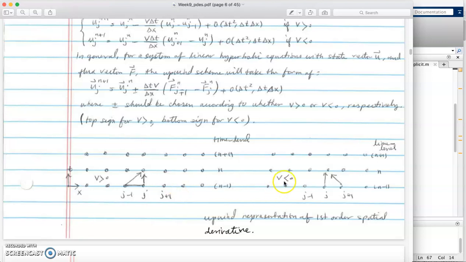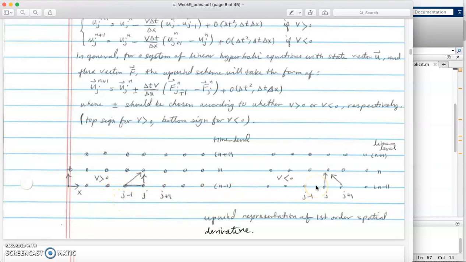So similarly, if V is negative, wind is coming from right to left. If you want to calculate the information at this point, you have to use any points behind you. That means behind and below you. So this is the time n, you have to use n minus 1, but the index for x should be j and j plus 1 instead of j and j minus 1.